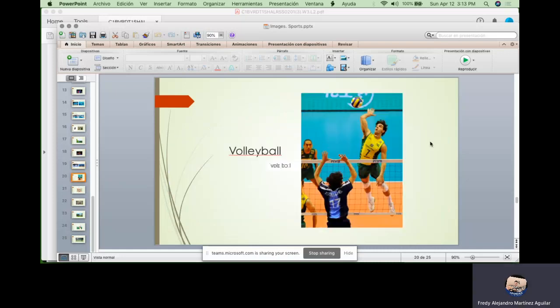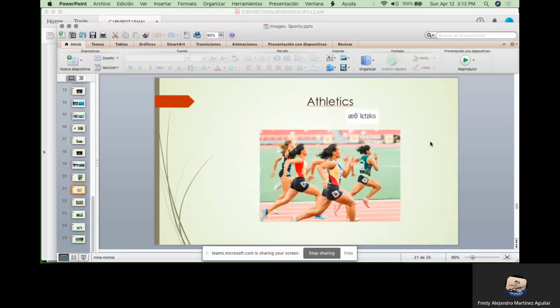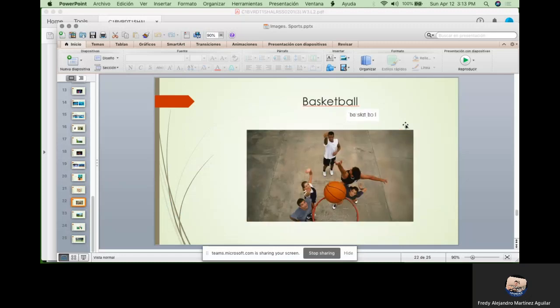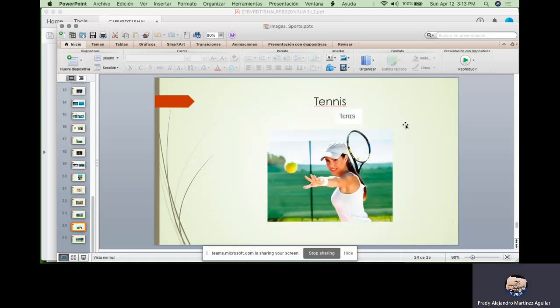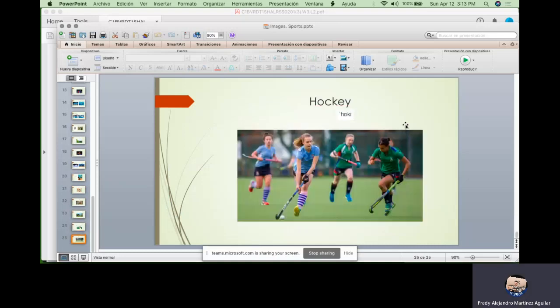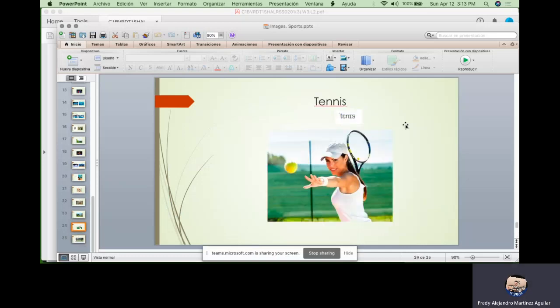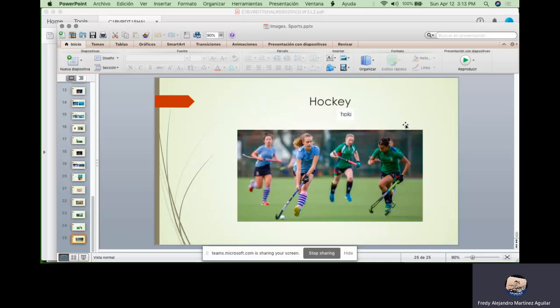We have the volleyball, athletics. Remember those symbols. Athletics, and basketball, the rugby, the tennis, the hockey. Remember, this hockey is played on the ground. There are different people that play the hockey on ice.